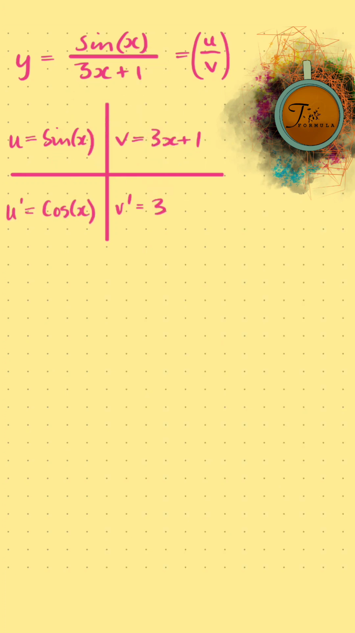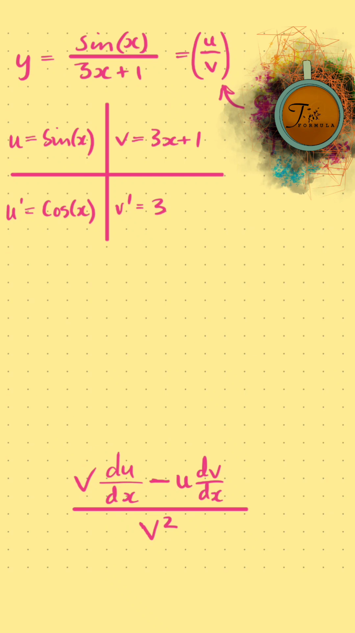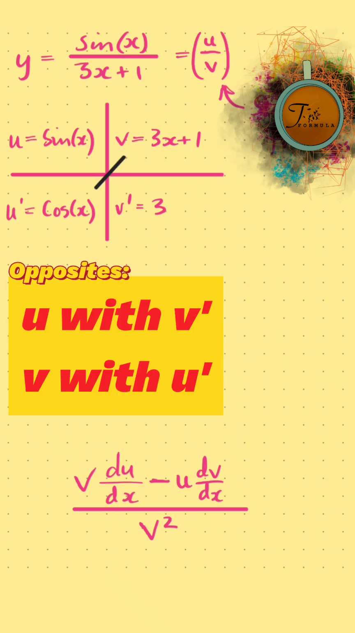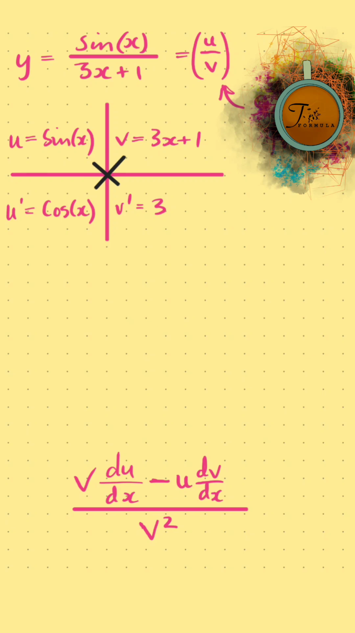The idea with quotient rule is that it's really important to keep the correct order. V is going to be multiplying du dx again, so that's v with u dashed. They're doing opposites, aren't they? So it's u with v dashed. So it's like product rule. The important part here is which comes first. We know that it's going to be the du elements. That's going to be this with this.